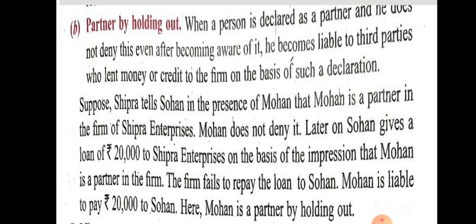So in partner by estoppel, Mohan himself said that I am partner, but Shipra Enterprise was not able to pay money, so Mohan had to pay Sohan. In partner by holding out, the firm is telling that he is our partner, but Mohan, who is not the partner, is staying quiet. So when the firm is not able to pay back the loan, then Sohan can demand it from Mohan.